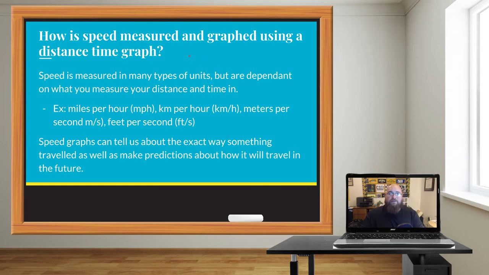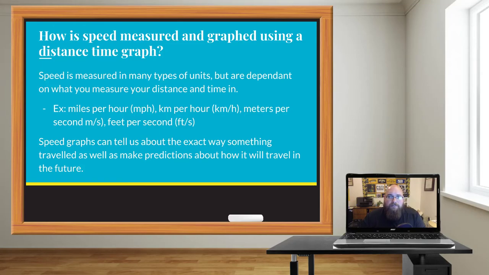So now, how is speed measured and graphed using a distance time graph? Okay, this can be very complex, so make sure you pay attention to this section. Speed, of course, we can measure in many different units, but it all depends on what type of distance and what kind of time you are measuring in. So for example, you can have miles per hour. We're measuring our distance in miles, time is in hours. We have kilometers per hour. We have meters per second. We can also have feet per second. It all depends on what measurements you are taking when it comes to your distance and time.